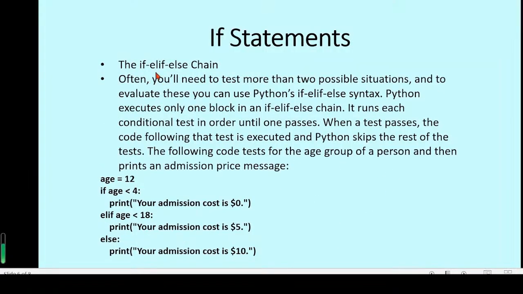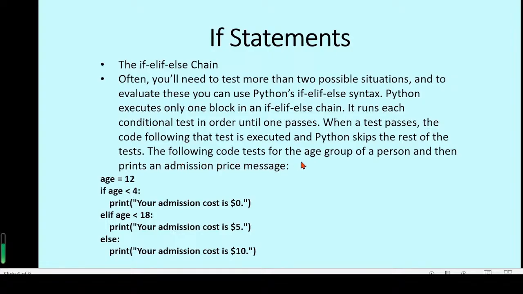And the if-elif-else chain. Often you will need to test more than 2 possible situations. To evaluate this, you can use Python's if-elif-else syntax. Python executes only one block in an if-elif-else chain. It runs each conditional test in order until one passes. So when a test passes, the code following that test is executed and Python skips the rest of the tests.